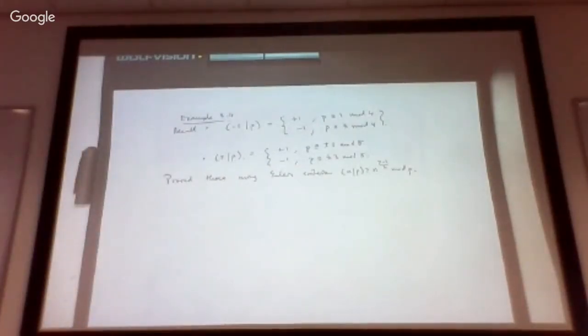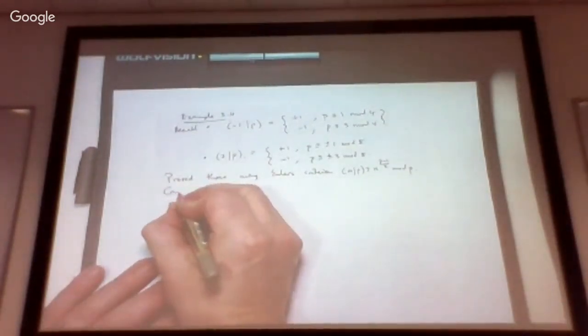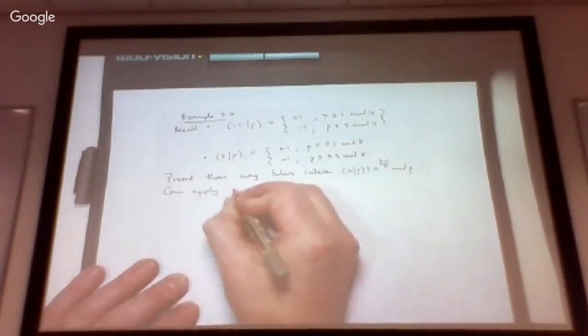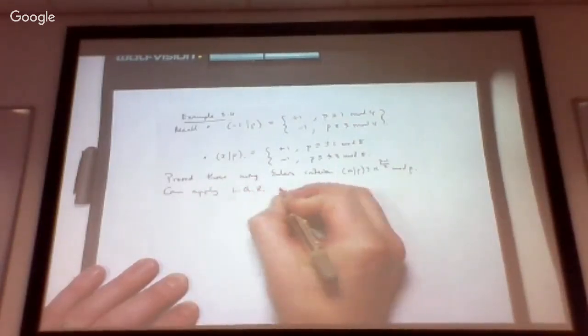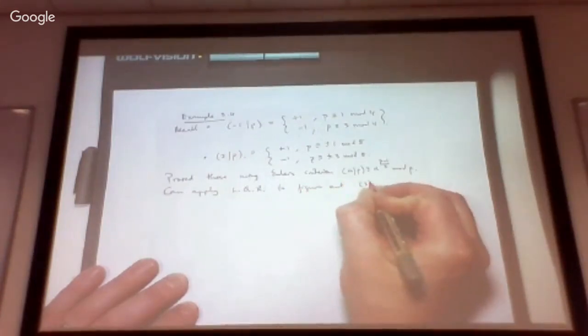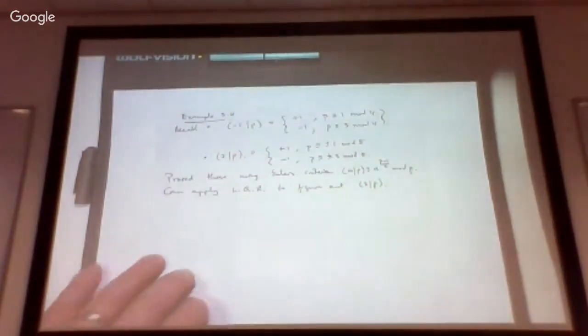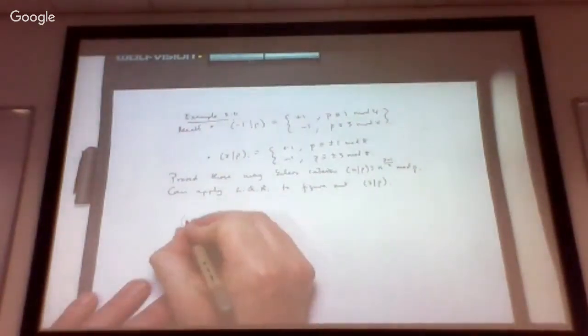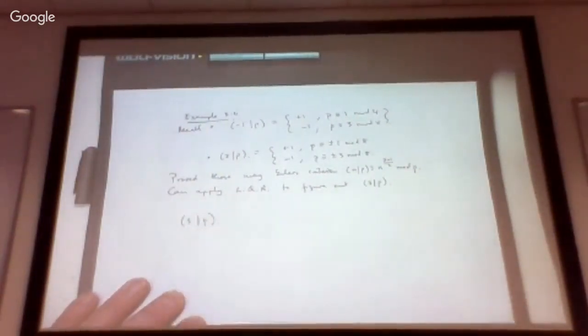But our law of quadratic reciprocity can help us get similar results for other examples. Okay? We can apply the law of quadratic reciprocity to figure out, in a similar way, the status of 3 modulo p. So we'll do it. So what is 3 mod p?